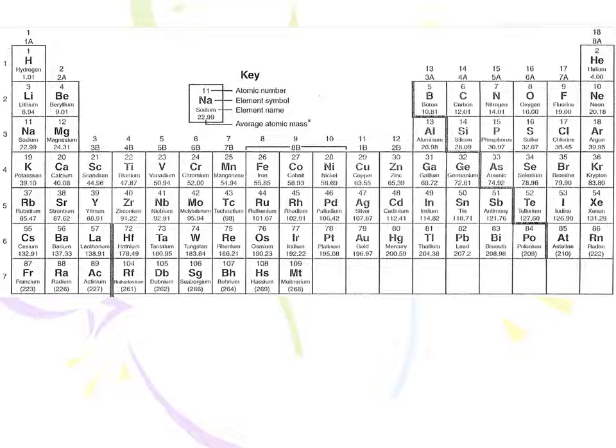And remember, a valence electron is the electrons in the outermost energy level. So when we draw that atom, we're talking about that last ring. How many electrons are in there?